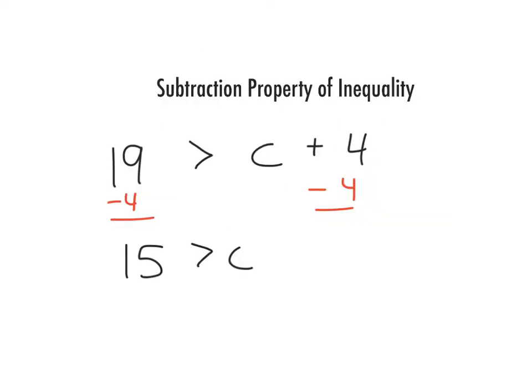Alright, so kind of the opposite is the subtraction property of inequality. And again, we just really want to think about inverse, or opposite operations. So if we have 19 is greater than some number c plus 4, and I use the subtraction property, subtracting the same number from both sides, I'm maintaining a true statement. So if I subtract 4 and subtract 4, 19 is greater than c plus 4 becomes 15 is greater than c, because those cancel each other out.